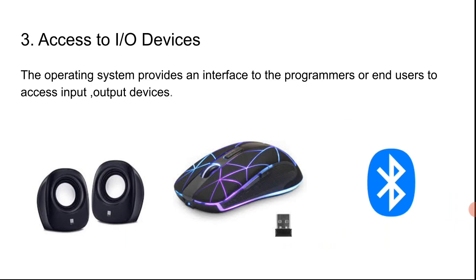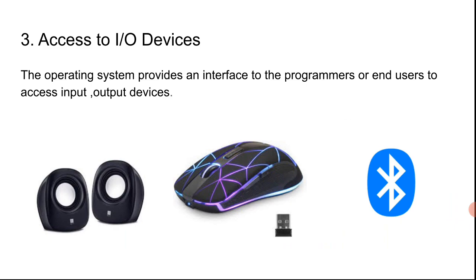We have number three, access to input output devices. We all know that a computer system is full of input and output devices, and we can get service from the computer system with the help of them. The operating system provides an interface to the programmers or end users to access input output devices. We can insert a keyboard, and with the help of the operating system we can type our required things on the keyboard. We can use speakers, with which we can hear. All these devices are managed by the operating system so that we can perform our work and solve our problems.